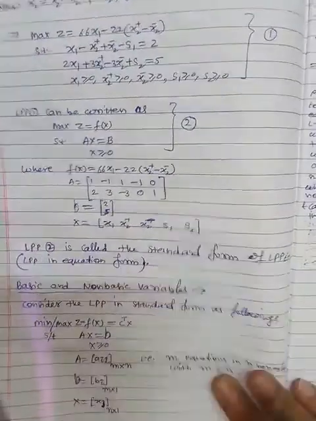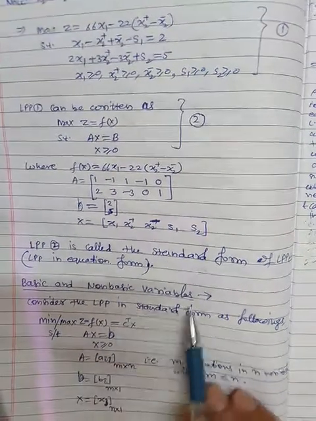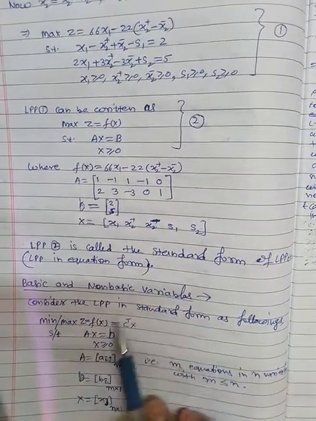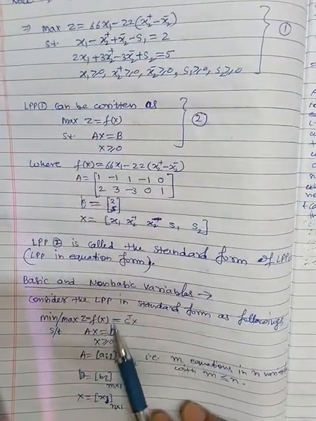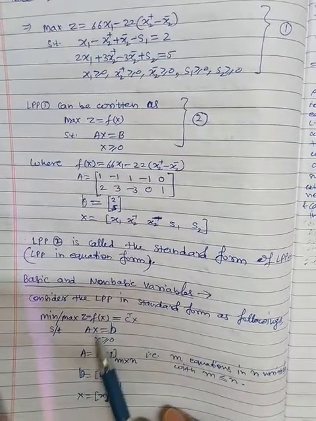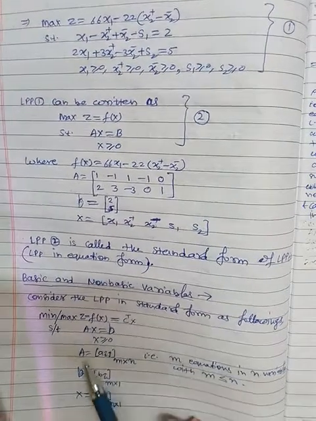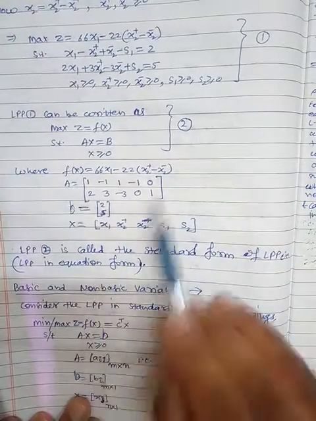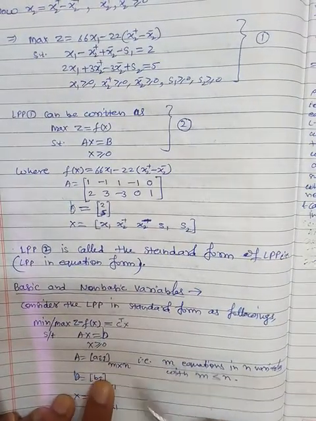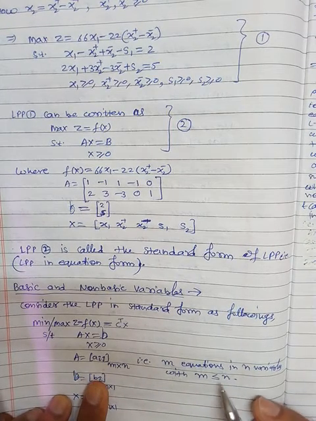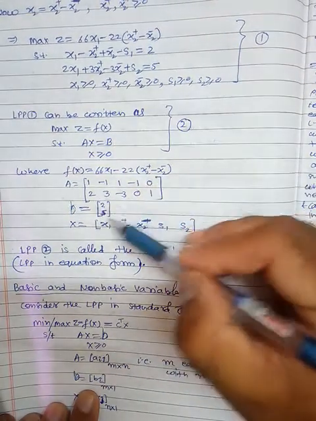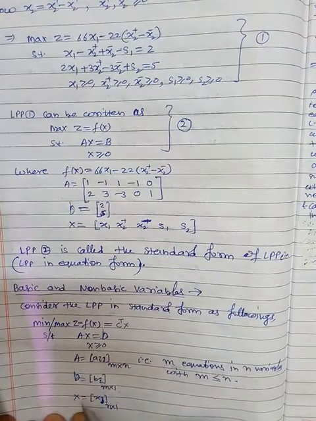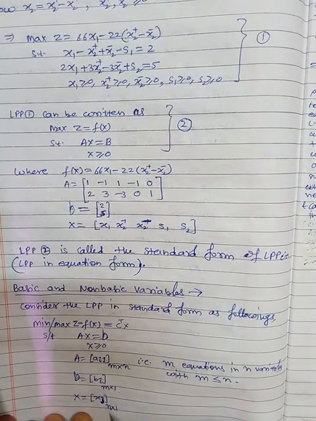Okay. Now the next concept is basic and non-basic variables. So consider the LPP in standard form like this. Minimum or maximum z is equal to f of x, which is nothing but c transpose x, subject to Ax = b and x is greater than or equal to 0, where A is basically this coefficient matrix, a_ij, m into n, where m equations in n variables with m less than or equal to n. That means the number of constraints is less than the number of variables. b is the column vector, like 2 and 5, m into 1, and x is the variables x_j, n into 1.